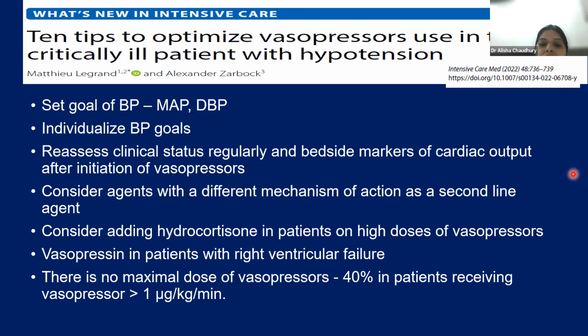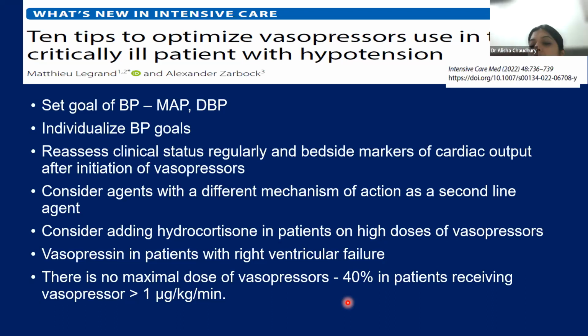In case one of the agents is not working, or the patient is not responding, try to consider an agent with a different mechanism of action as a second line agent. That is why in patients on noradrenaline who are not improving, we try to add vasopressin. The thought process is that probably in a sepsis-like state, there is some relative deficiency of vasopressin. As a second line, we add it. Consider adding hydrocortisone, especially in patients on high doses of vasopressors in cases of septic shock. Vasopressin in patients with RV failure is a good option because of the mechanism I told you. Milrinone, this is a patient with hypotension, so obviously you are not going to think about adding milrinone here, even though it's a good pulmonary vasodilator.